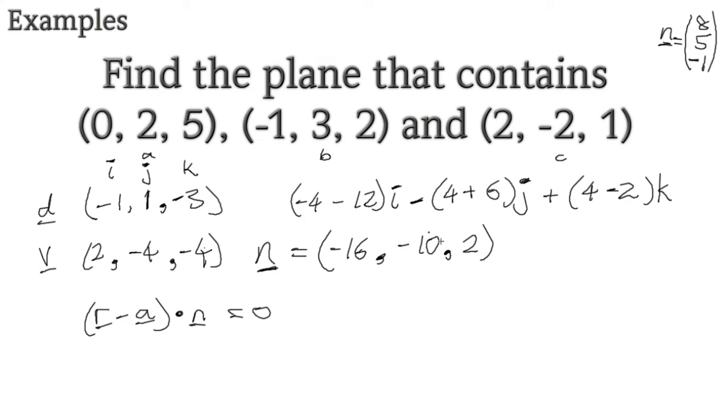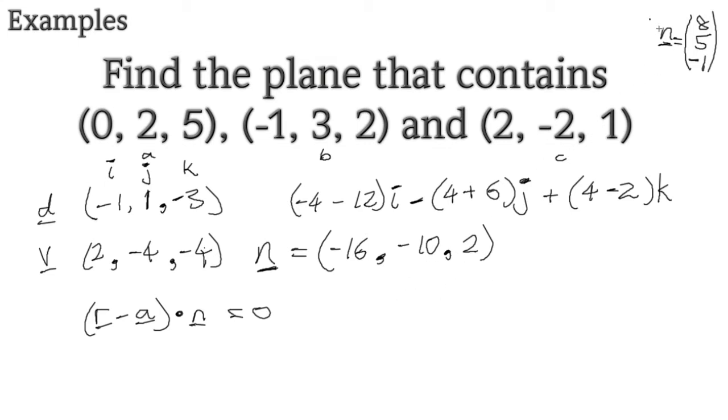We know that r is the effective plane and a is either one of these. I'll take 0, 2, and 5. And we can do this and we can show that it is 0, but I'm going to do it, I'll put this in the form of the Cartesian to show that both of them are the same.